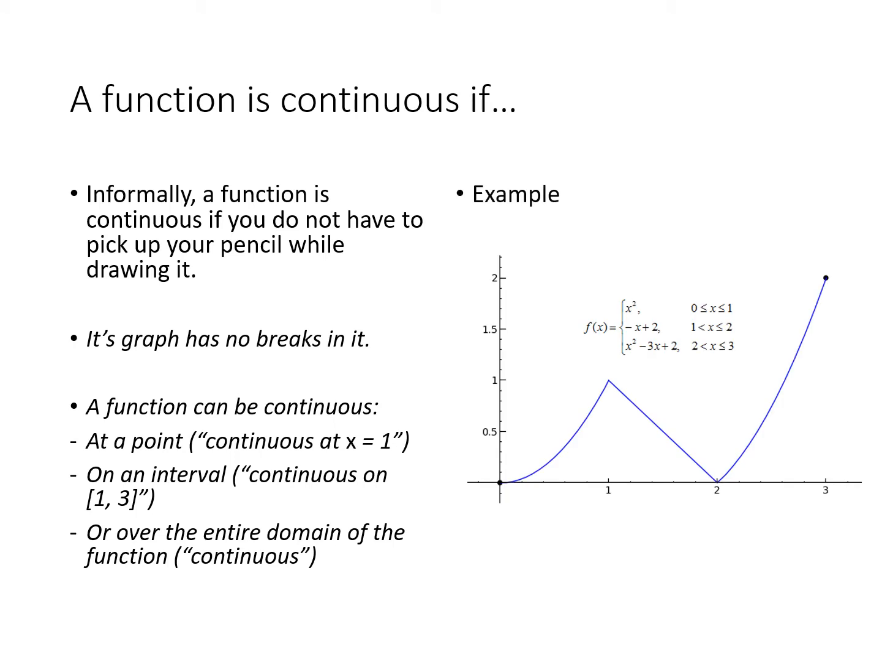Here is an example of a continuous function. It is continuous at x equals 1, right here. It is also continuous on the interval from 1 to 3, and it is continuous over its entire domain from 0 to 3. And this is just one example of many examples of functions that can be continuous.